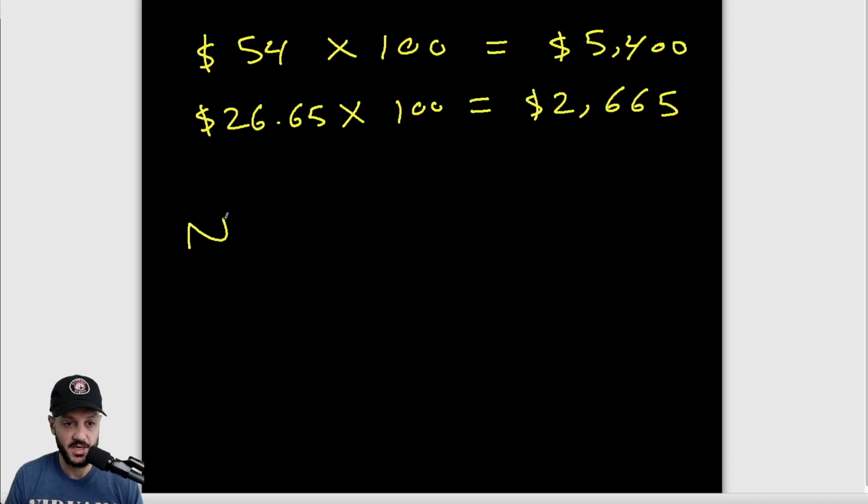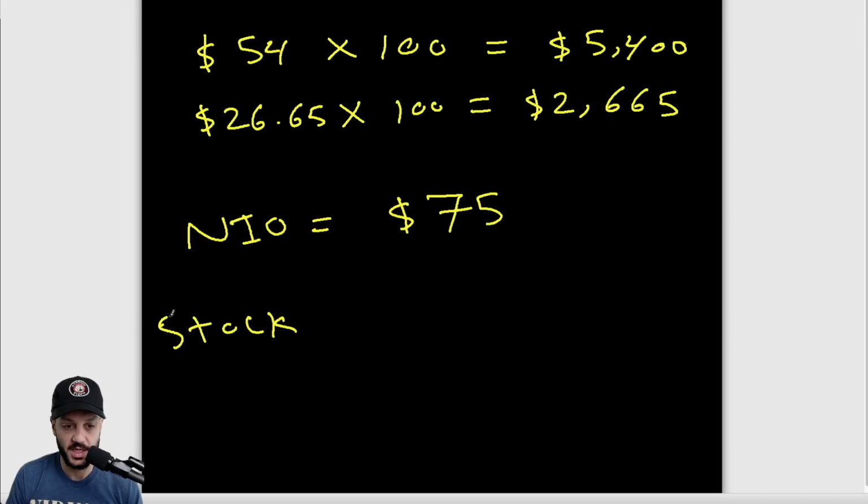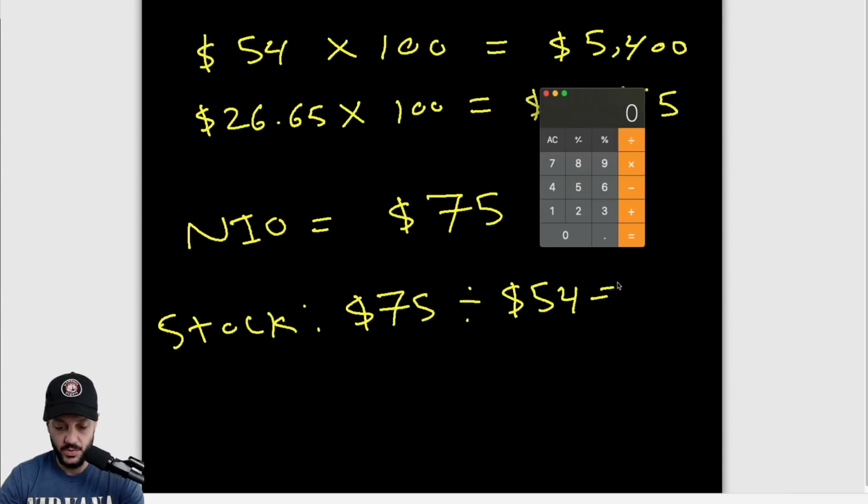Now, let's just say within the period of a year, at some point, NIO ends up being $75, right? So NIO is $75. Well, what does the profit and loss look like for each scenario? Here, let's take a look at the stock scenario, and then we'll take a look at the LEAP scenario. And what is our percentage profit? So 75 divided by 54 gives us, let me pull up a calculator here, 38.89%. Let's just round it up, okay?